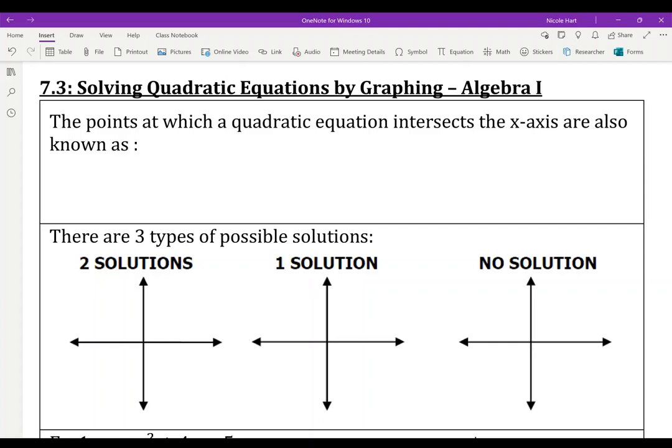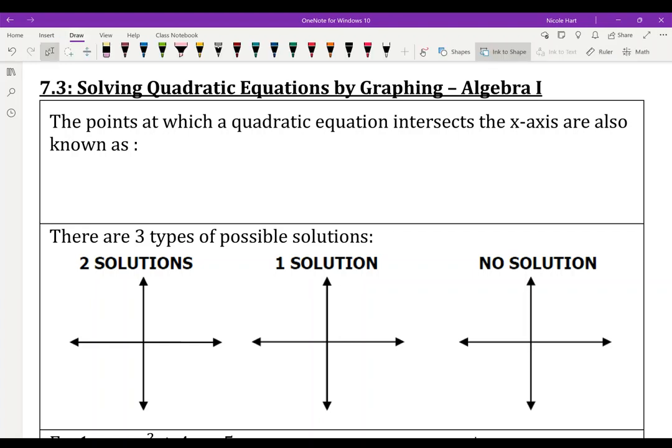Today we are going to be talking about solving our quadratic equations by graphing them. So we are going to utilize our calculator to graph our quadratic equations, and we're also going to graph them by hand.